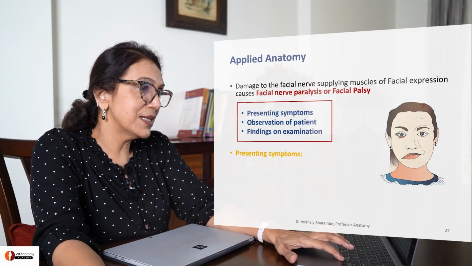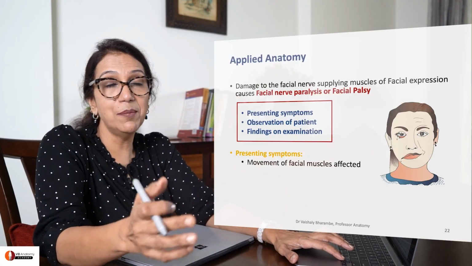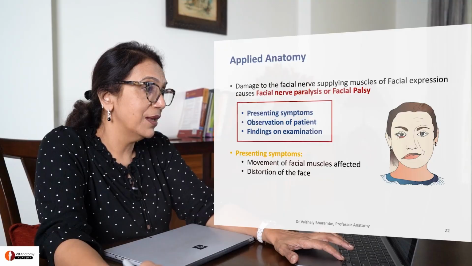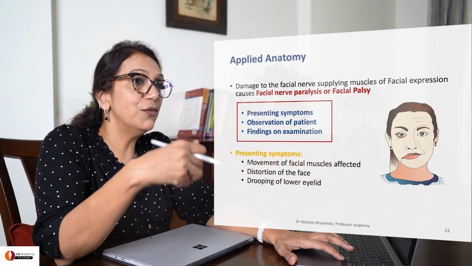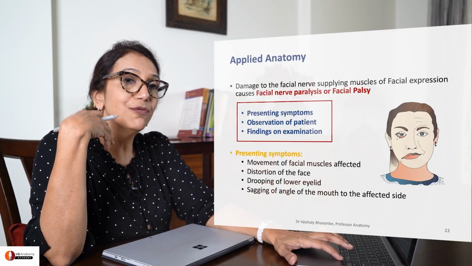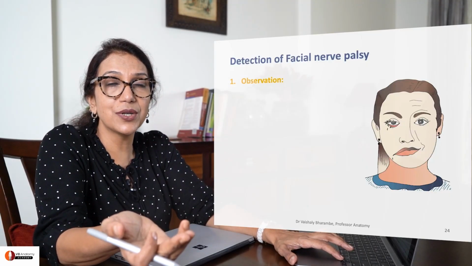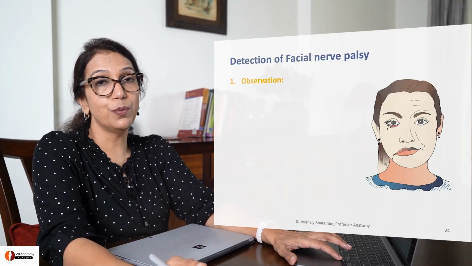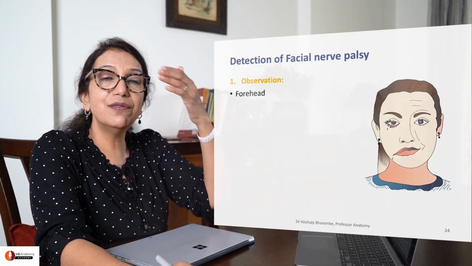The patient comes and says, my muscle movements of face are affected. I am not able to move them well. My face is looking distorted. I have drooping of my eyelid. I have sagging of the angle of my mouth. These are the presenting symptoms of the patient. Now you begin your job of observing the patient. What you observe is, how is the forehead of the face?